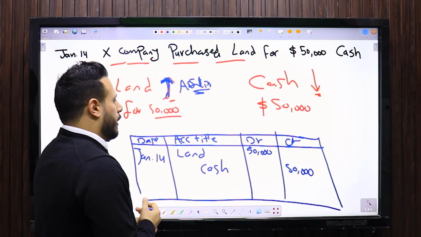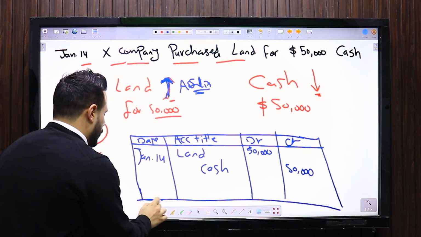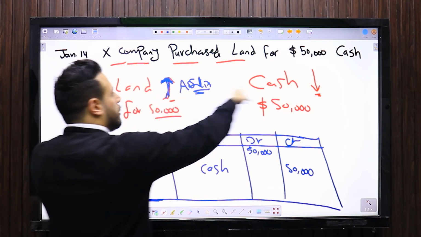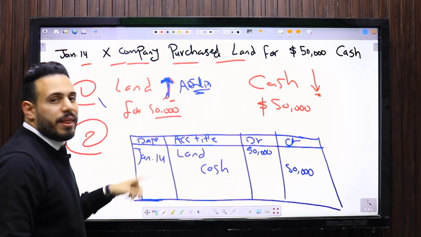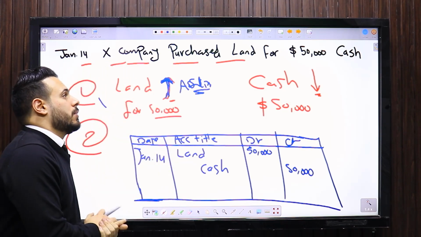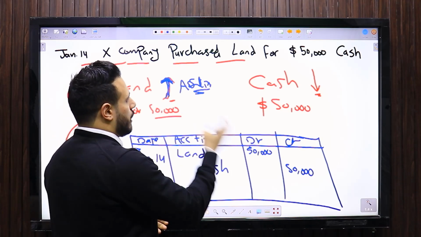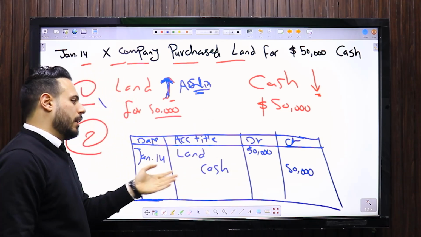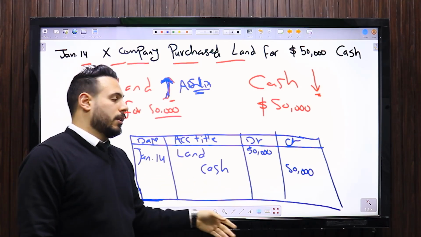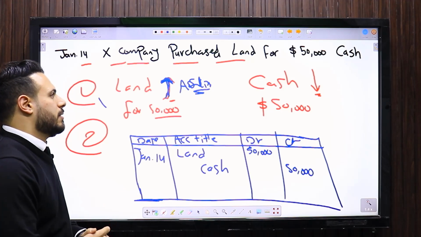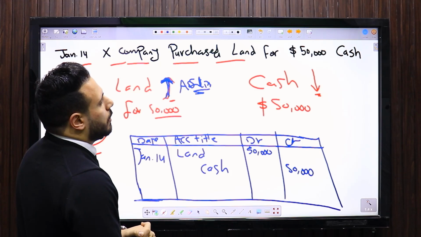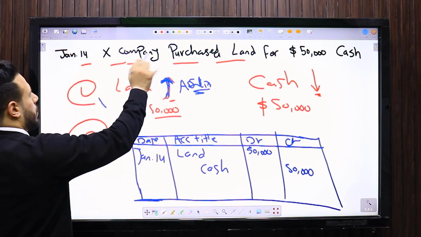That is so easy, and this is the double entry system. So we make two steps. Step number one, analyze this transaction. Step number two, make the journal entry by recording this transaction: land at the debit side by $50,000 and cash at the credit side by $50,000. It's very easy. Okay, let's go back to solve the questions.